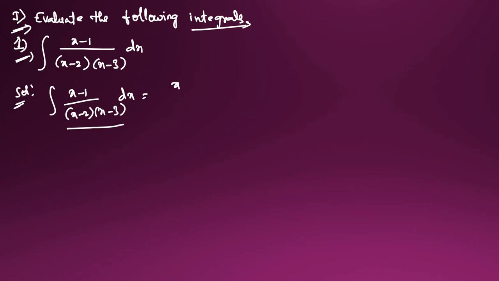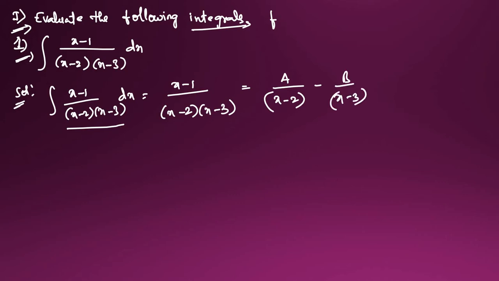So (x minus 1) divided by (x minus 2) into (x minus 3) I will do first, and after that I will add the integration to both sides. First we have to do the factorization using the partial fraction method only. So I will take A by (x minus 2), minus B by (x minus 3), I will take here, (x minus 3). After that, what do we have to do here?